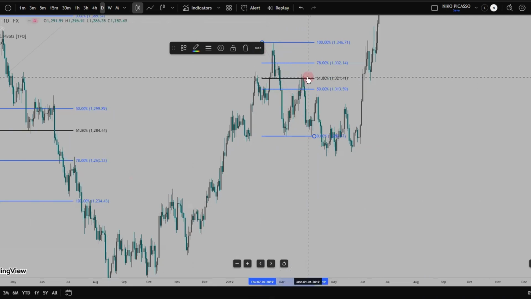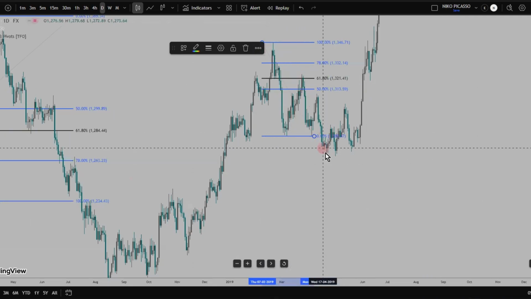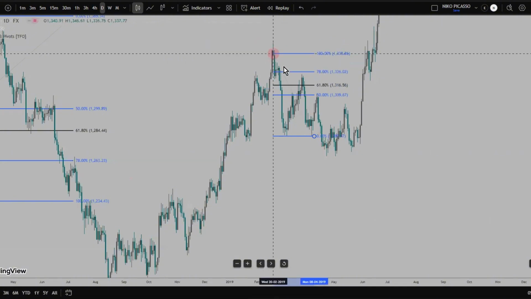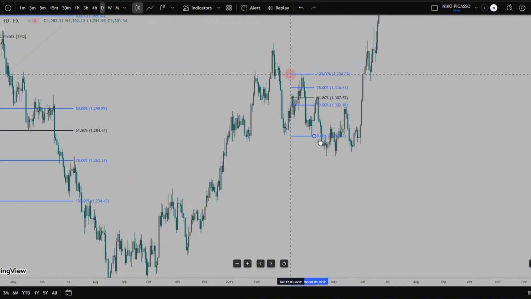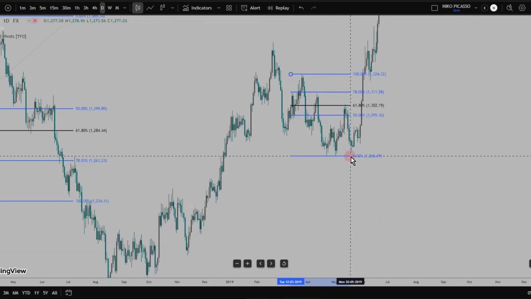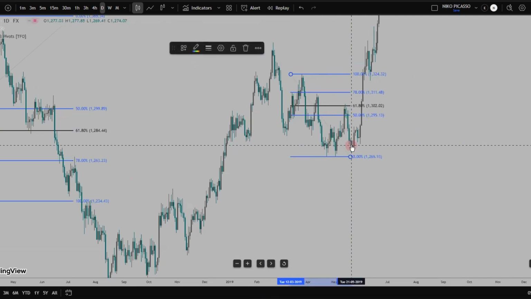Now again, we see 61.8, the market drops below 100. So now this becomes this area right here, right? And then we adjust it here. We get another sell opportunity here. You see, they fail to go. We still get a good sell opportunity. They fail to go below.